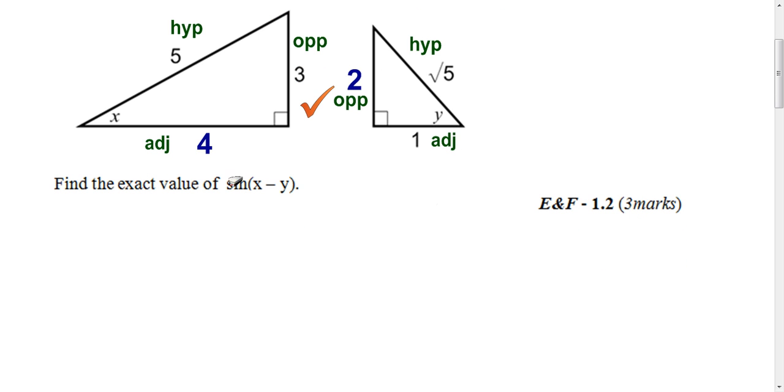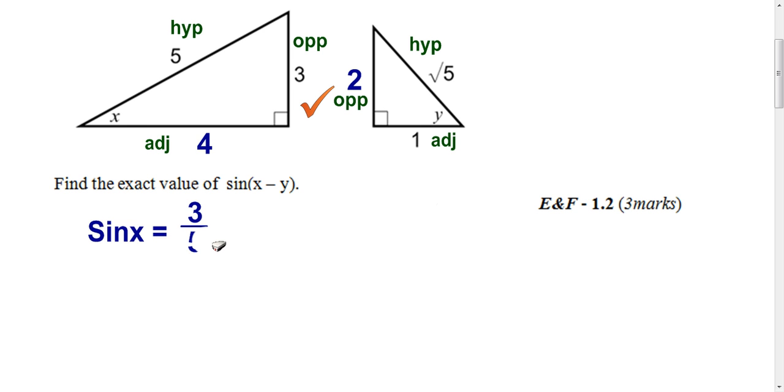Now, to find the exact value of sine x minus y, we need to use our addition formula. Now, you will be given them in the assessment. You just need to look at them and pick the correct one. Now, it's sine x cos y, take away cos x sine y. Before we do that, we have to work out sine x and cos x and sine y and cos y from the triangle. So I'm just going to do that just now.